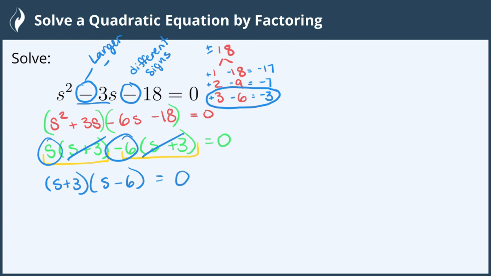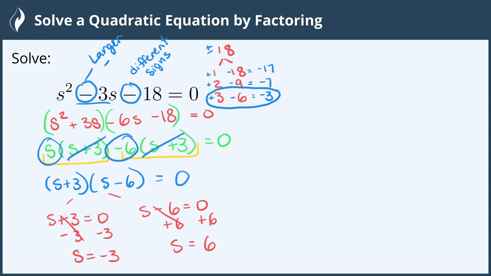Using the zero product property, we will take each of these factors and set them equal to 0, and then solve for the variable. On the left side, we'll subtract 3, which leaves us with s equals negative 3. And on the right side, we'll add 6, which leaves us with s equals positive 6. That means we have two solutions, s equals negative 3 and positive 6. And now we're all done.